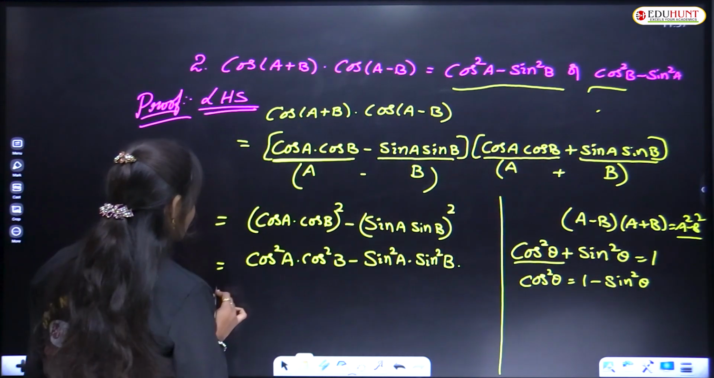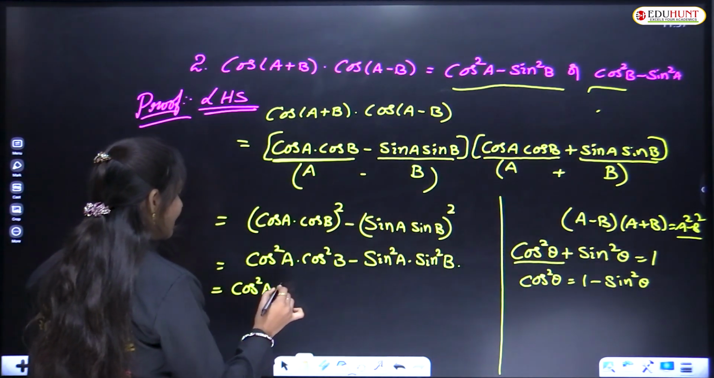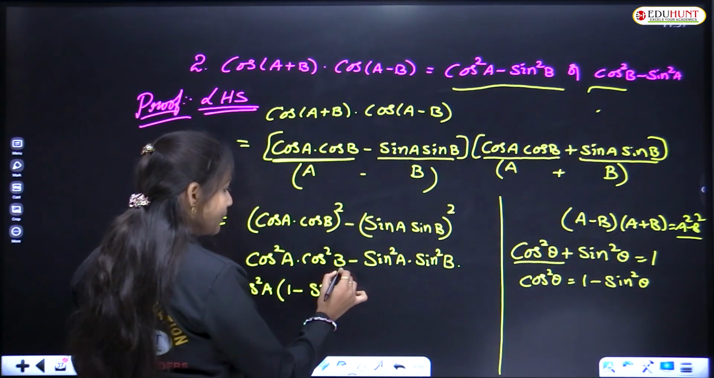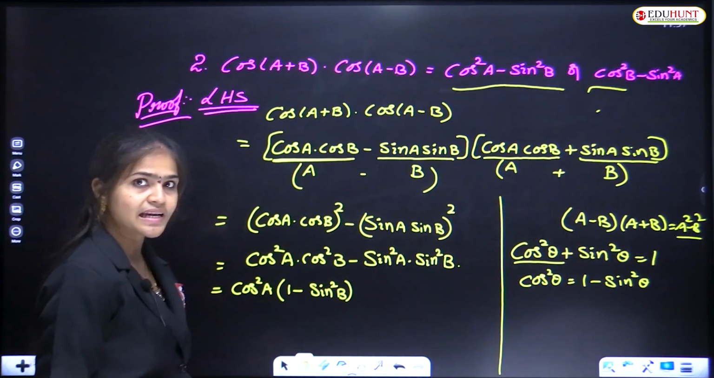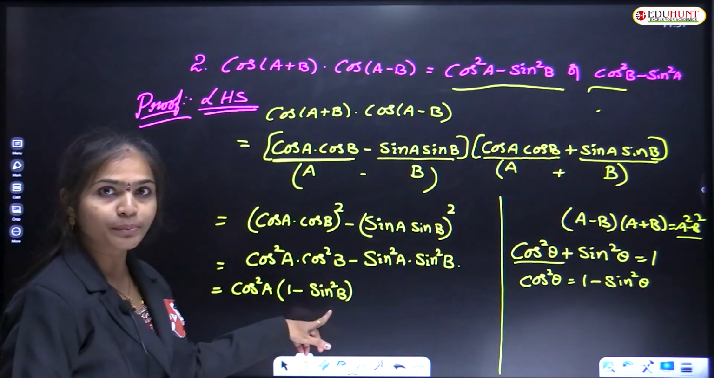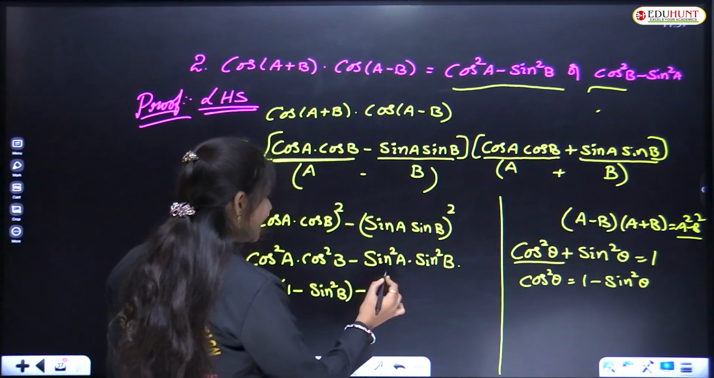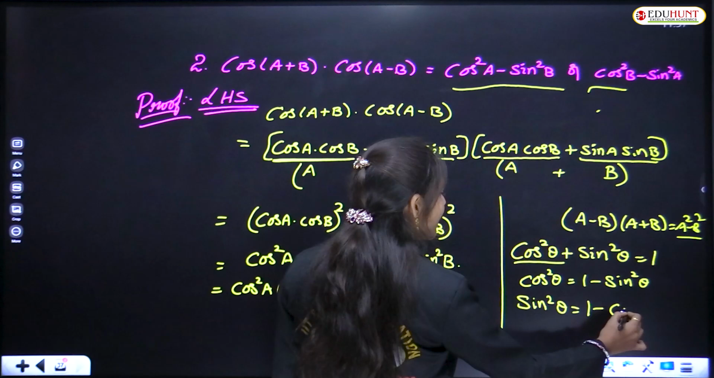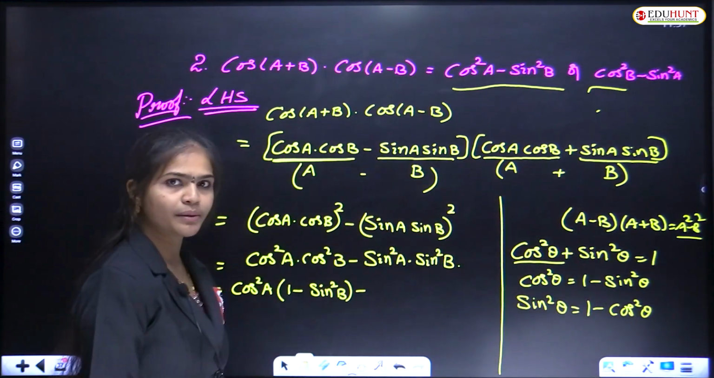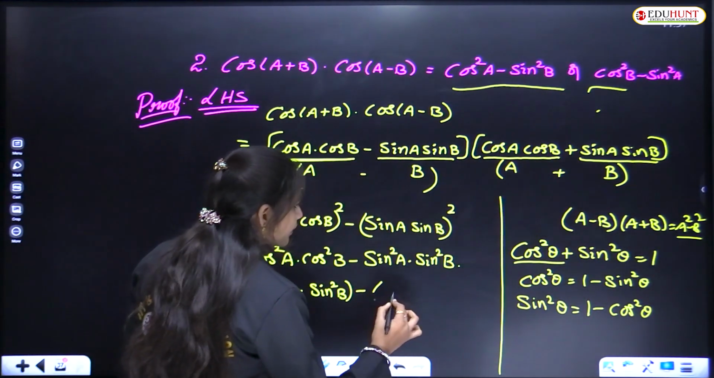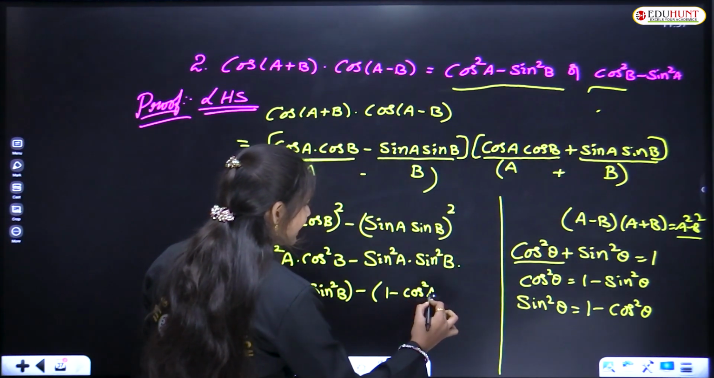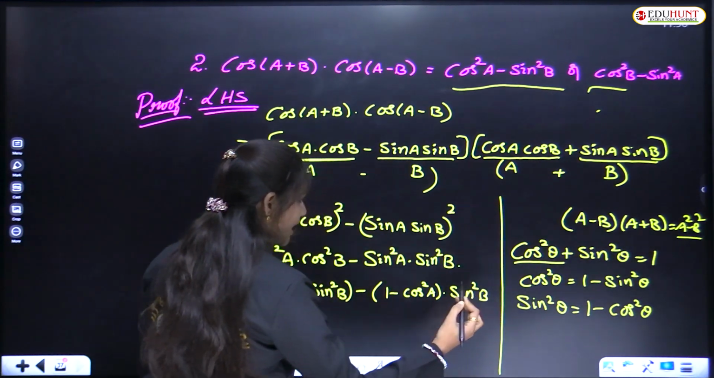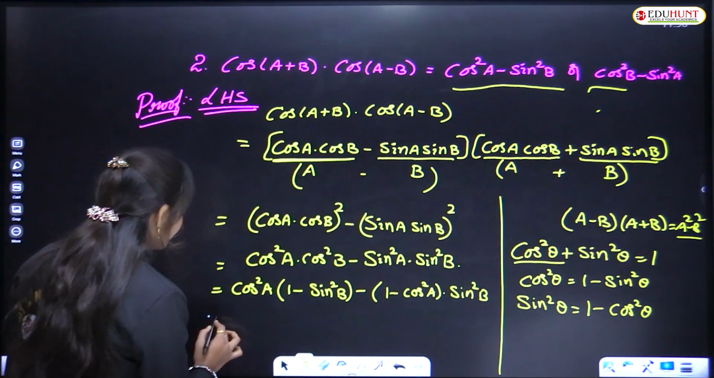Clear? So here just substitute, in place of cos square B, 1 minus sin square B. At the place of theta we have B, no? So that's why. Minus, here I want to change sin square theta. So sin square theta is equal to 1 minus cos square theta. Like this we will get, no? So here 1 minus cos square A. Why? Because here A is there, no? So that's why, into sin square B. Am I clear?